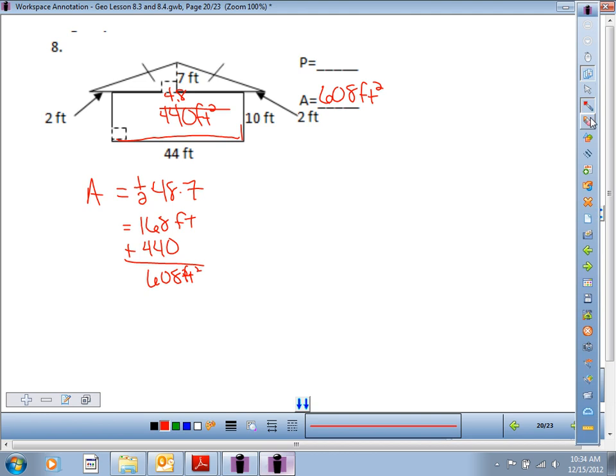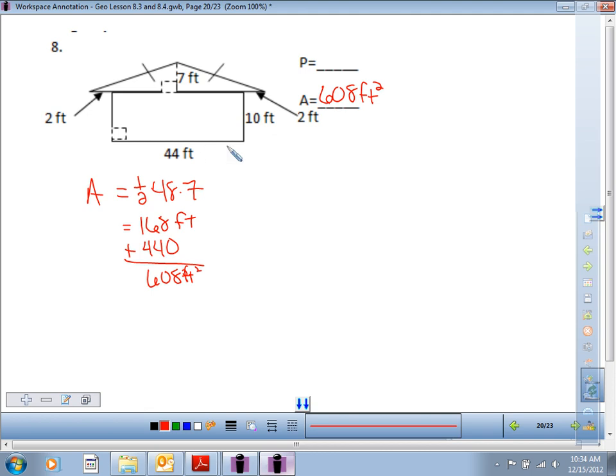Now for perimeter, we're going to have to do a little bit of work here, because if you look at what's missing, okay, we know that this part inside here is 44, but we don't care about that. We know that the height of that triangle is 7, but we don't really care about that for perimeter as well. So what we need is we need to find these legs of that triangle.